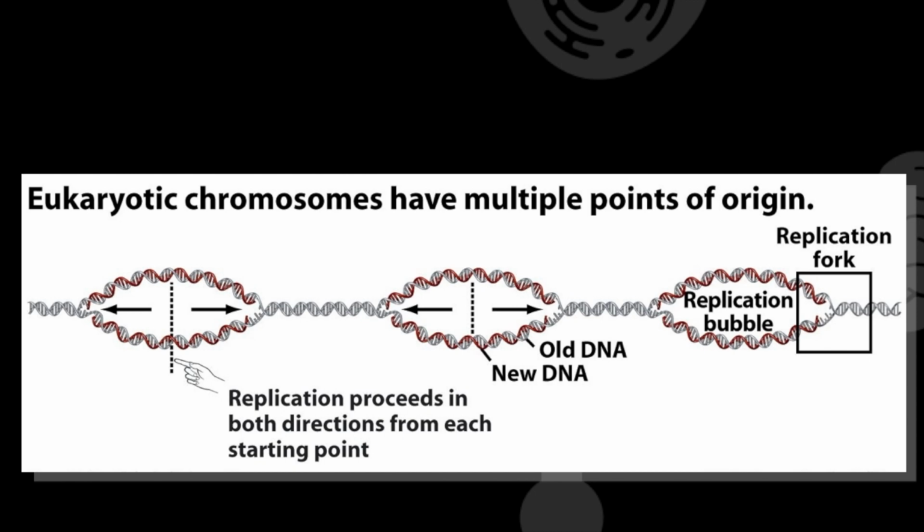So if we zoom in on this image here, we have our old and our new sets of DNA with the process that we talked about. But what we can see is multiple sets of replication bubbles that are going to join as replication occurs.